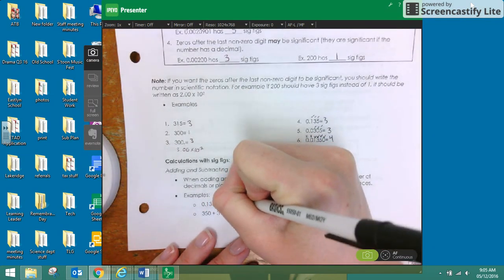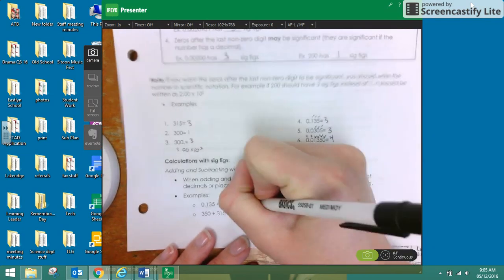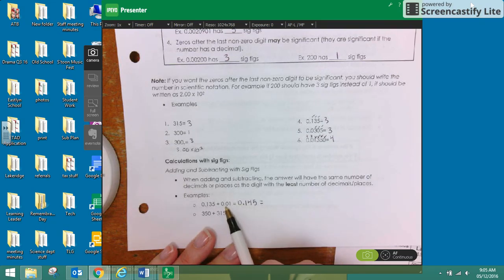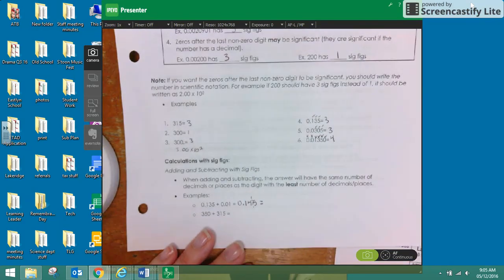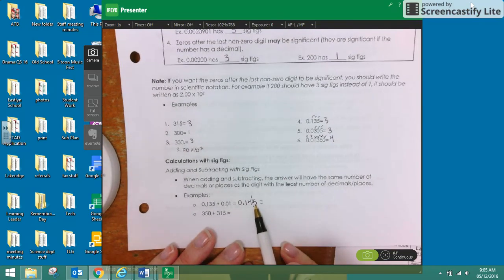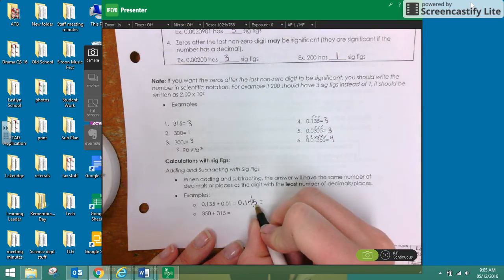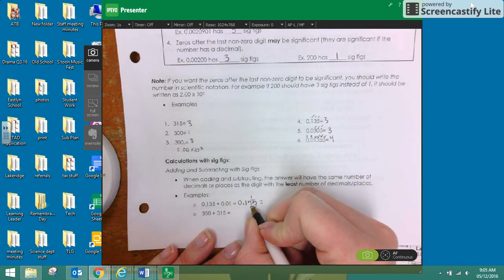When we add these together, I always write the full answer and then I round. So when I add them together, I get 0.145, but I know it should only have 2 numbers after the decimal because this number only has 2 after the decimal. So I need to cut the number off here. But since the next digit is a 5, that means I have to round up. If it's 5 or higher, we have to round this number up.